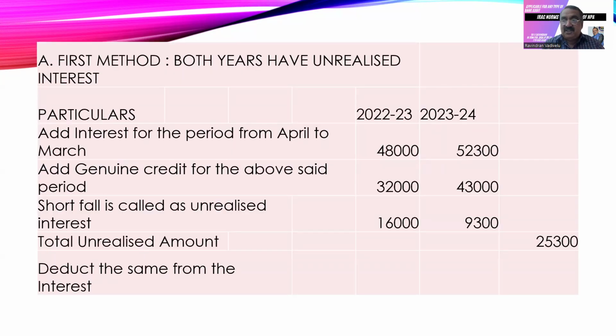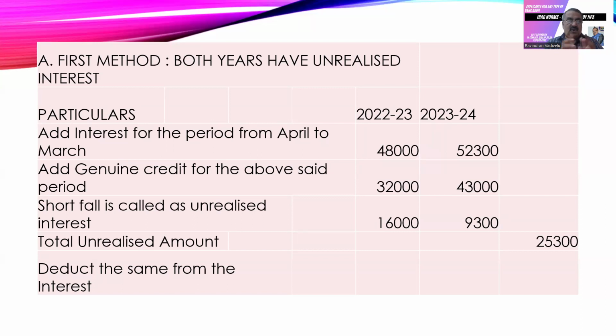Let me explain this with reference to the unrealized interest. There are 3 methods for the reversal of unrealized interest. In the first method, both the years have got unrealized interest. For 22-23, you go to the period from 1/4/22 to 31/3/23, and you have to add all the interest. Interest includes penal interest. Now go to the credits from 1/4/22 to 31/3/23. Add all the amount remitted into the account, only the genuine credit. Then compare it. In case the period 22-23 has got 48,000 and genuine credit is 30,000, then there is a shortfall of 16,000.